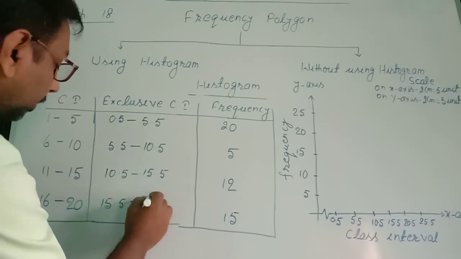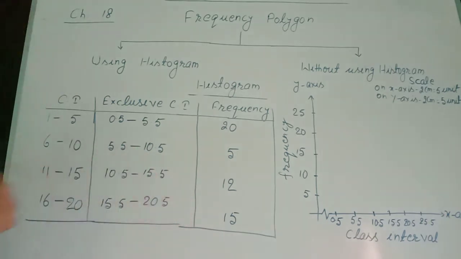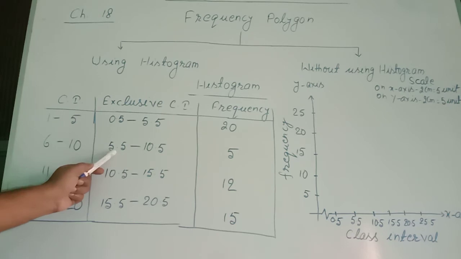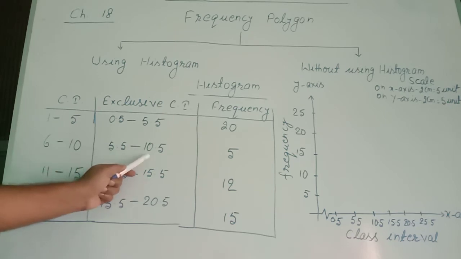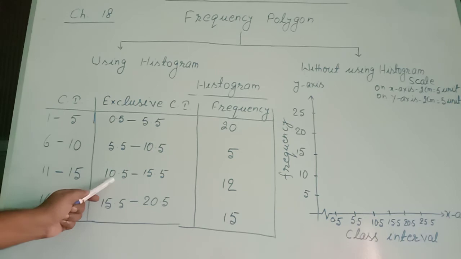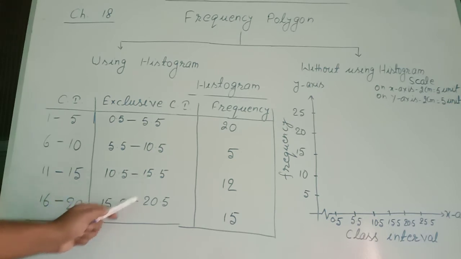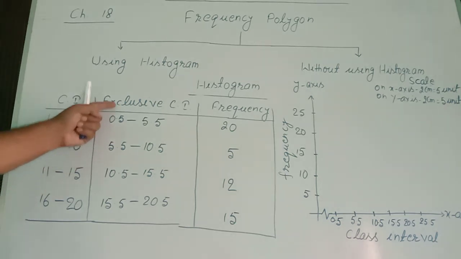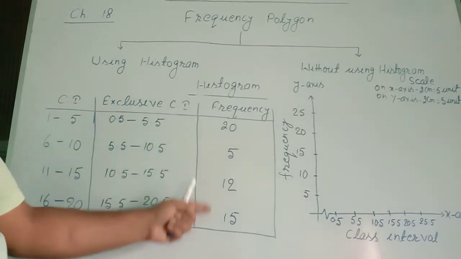to 20.5. Now what are we saying? This became the exclusive class intervals or continued class intervals. Why do we say so? Because the upper limit of the first class interval is the lower limit of the second class interval. Upper limit of the second class interval is the lower limit of the third class interval. Upper limit of the third class interval became the lower limit of the fourth class interval. So this is exclusive class interval. This is our first duty. If the data is given in inclusive class intervals, we change that at first into exclusive class intervals, and this is the frequency table.